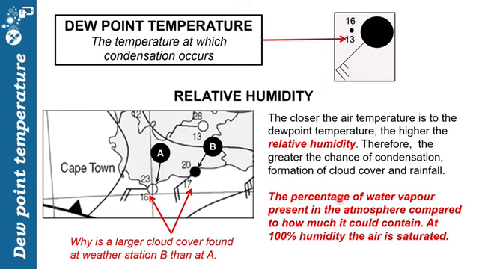Relative humidity is the percentage of water vapor present in the atmosphere compared to how much it could contain. Remember you learned that depending on the temperature, the air can contain more or less water. The warmer the air is, the more water vapor the air can contain. So if the air can contain 10 grams of water vapor, let's just do a drawing to explain it to you.